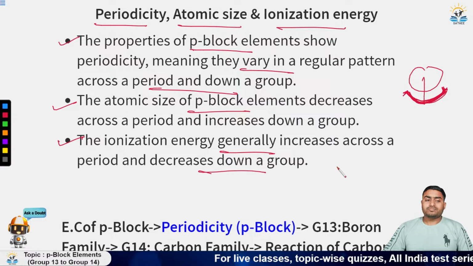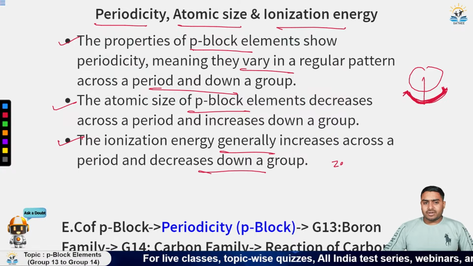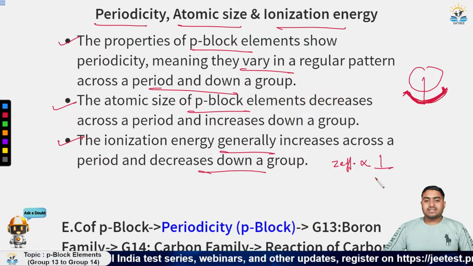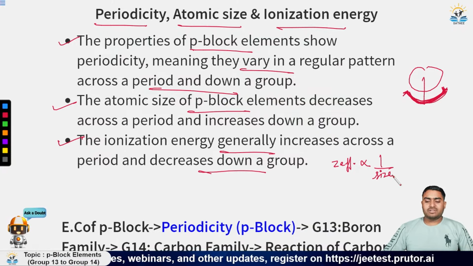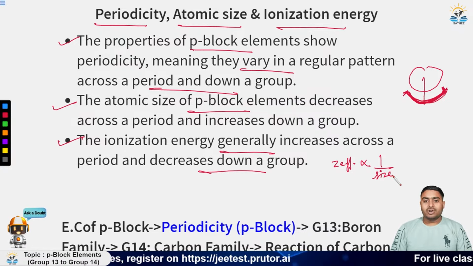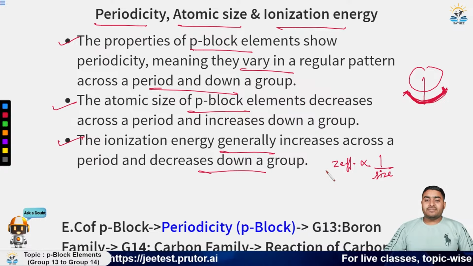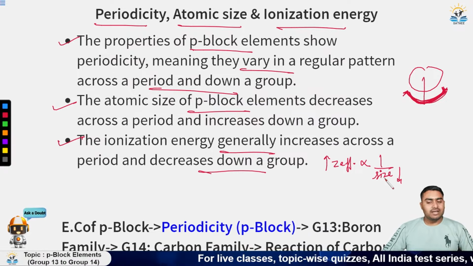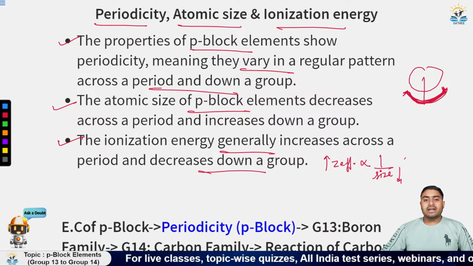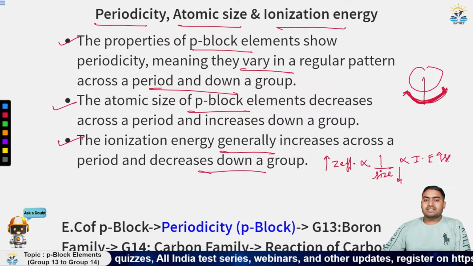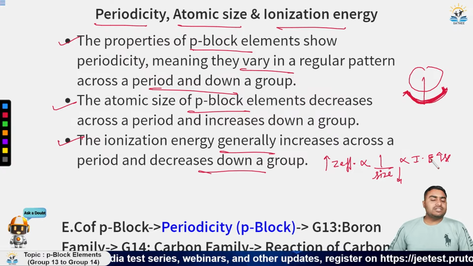So what you can write now, Z effective is effective nuclear charge. If Z effective increases, size decreases. So Z effective is inversely related to size. If Z effective decreases, size increases, right? And if Z effective increases, size definitely decreases. If size decreases, ionization enthalpy increases. That means if Z effective increases, size decreases, and ionization enthalpy increases.